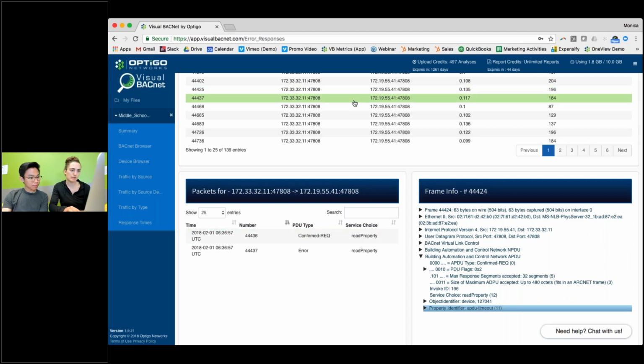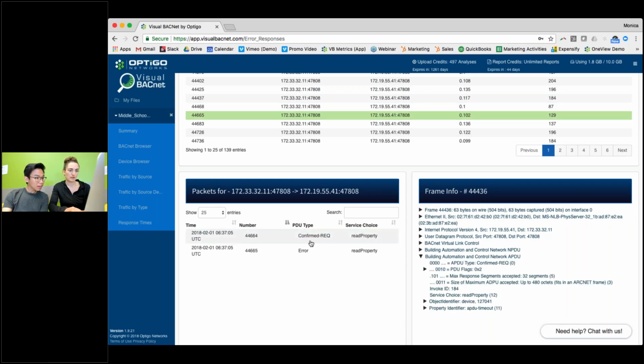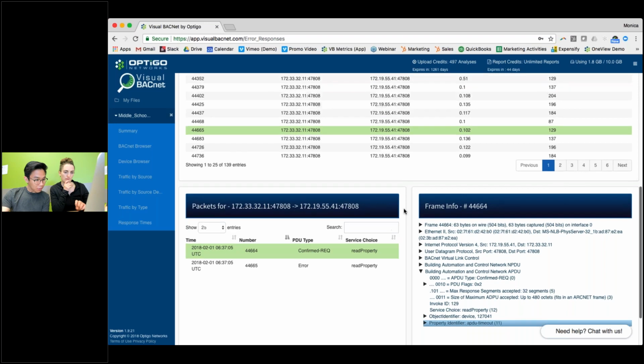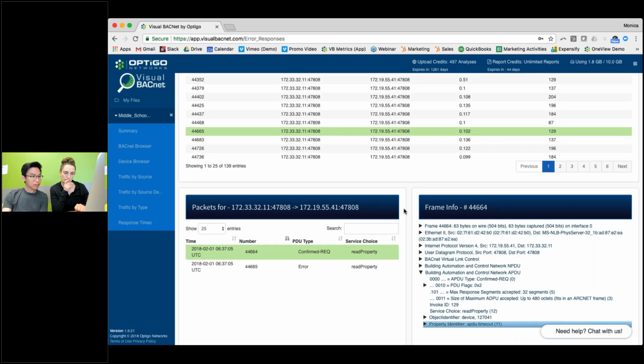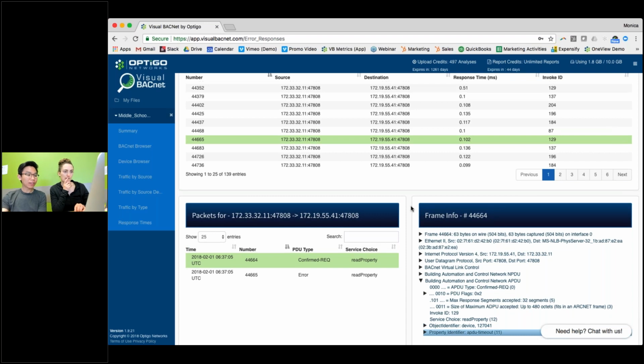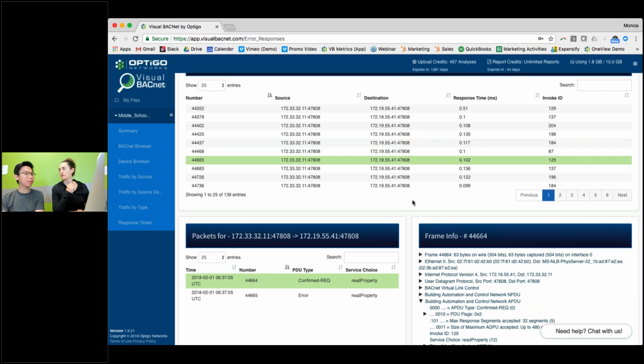And is that consistent here, I wonder? Yeah. So it's requesting for an unknown property from 32.11. Okay. So 55.41 is requesting for APDU timeout property, but 32.11 does not have that property. Doesn't have it. Okay. There's a programming fix for this. Okay. So it really is all coming back to this one device.